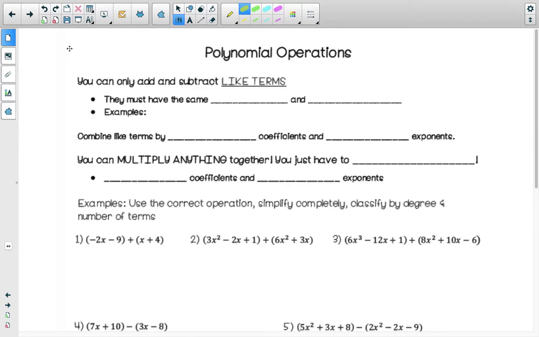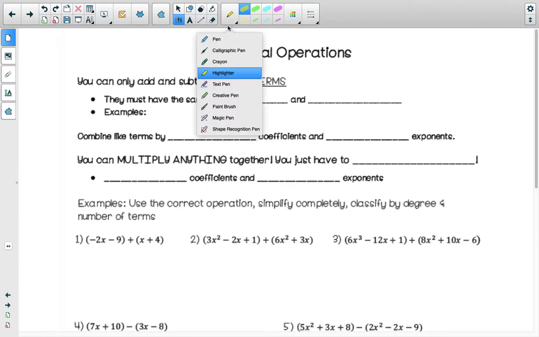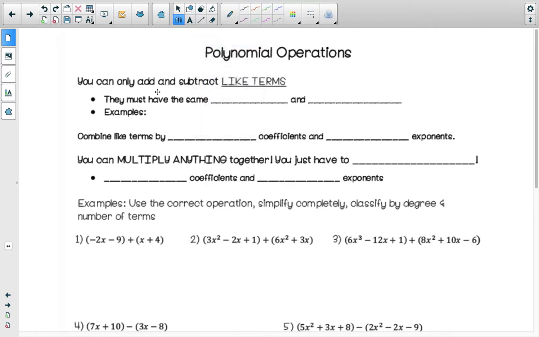This video is on polynomials. We're going to do some polynomial operations. Operations are to add, subtract, multiply, divide. So we're going to look at adding, subtracting, and multiplying. You can only add and subtract like terms.